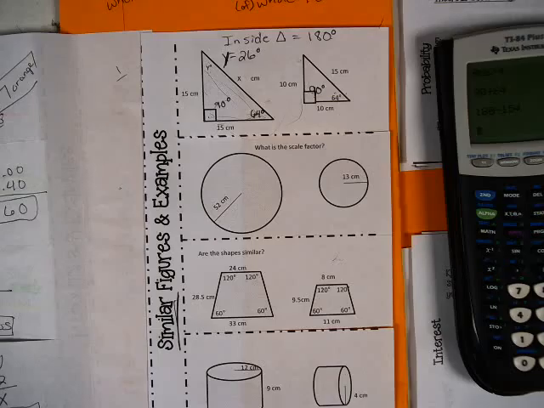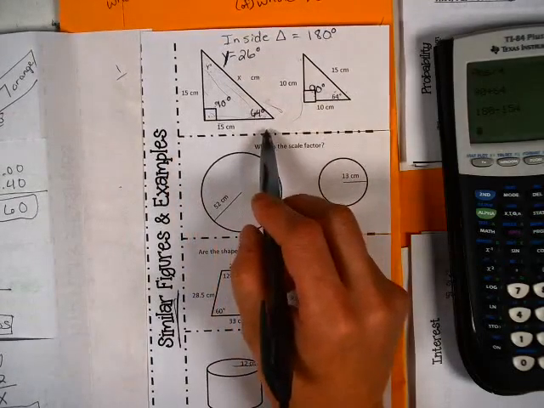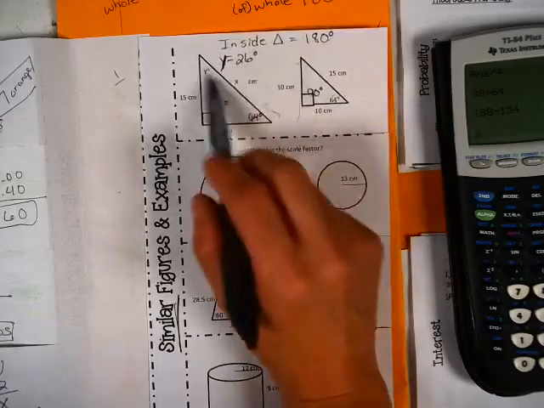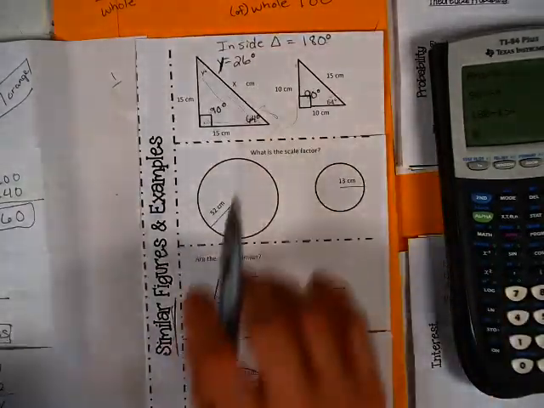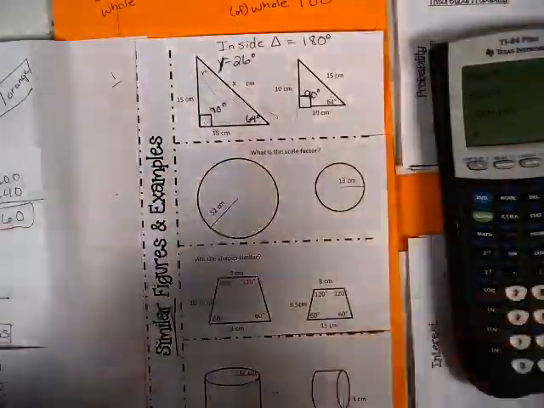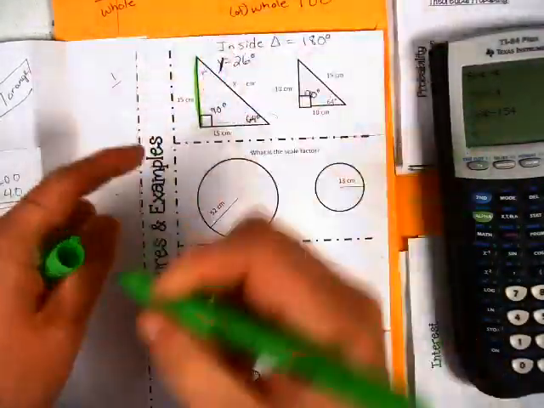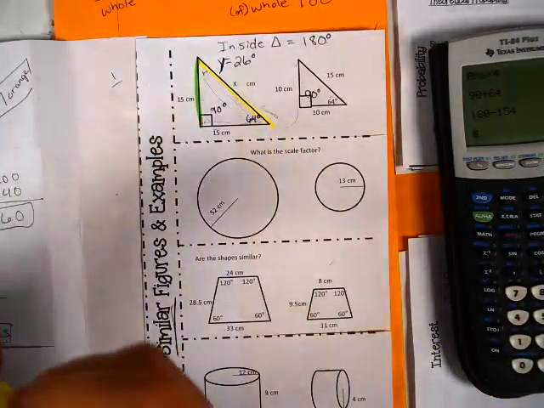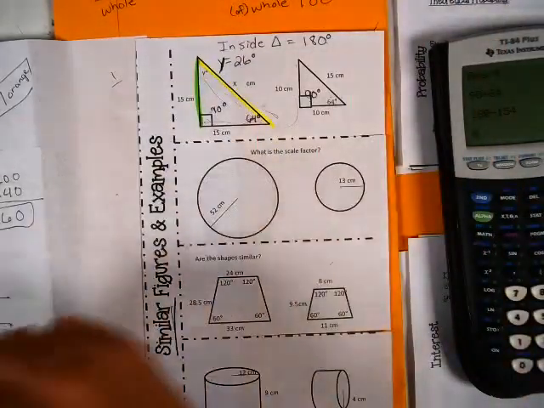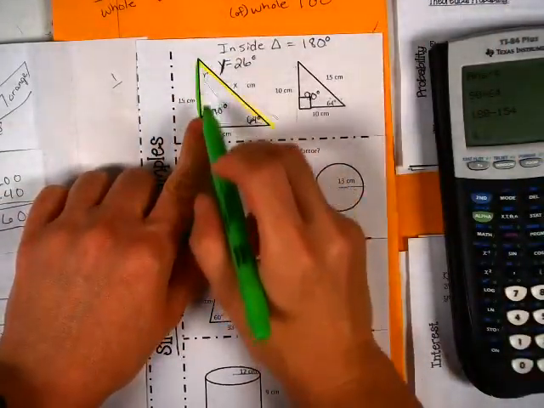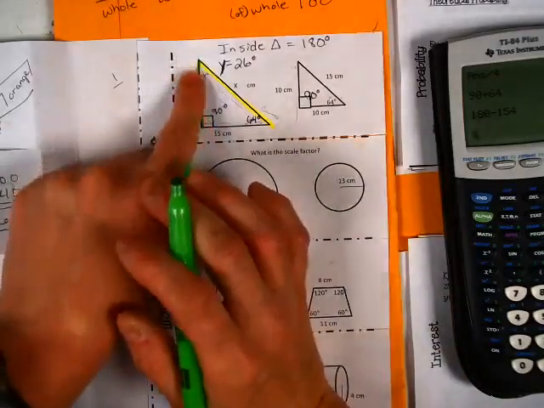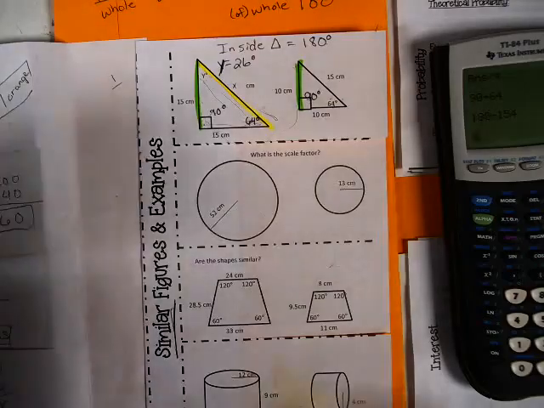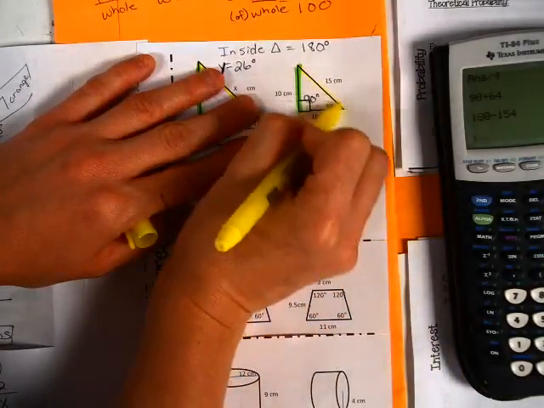Now it also asks for the side length. Okay, we know the sides are proportional. The angles were congruent, the sides are proportional. So I have to set up a proportion. I'm going to compare this side to this side. Okay, so what is the side that matches on this smaller triangle for this 15? Well, it would be this one right here. And then what's the one that matches the x? Well, it's this one right here.